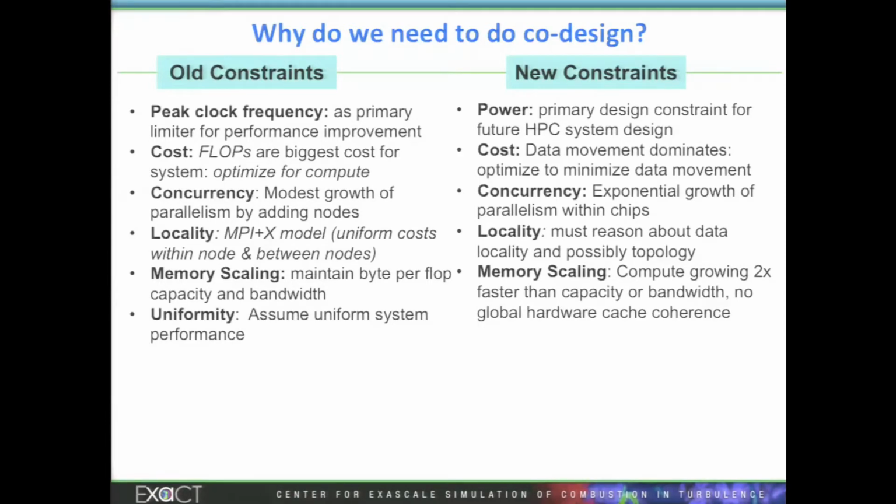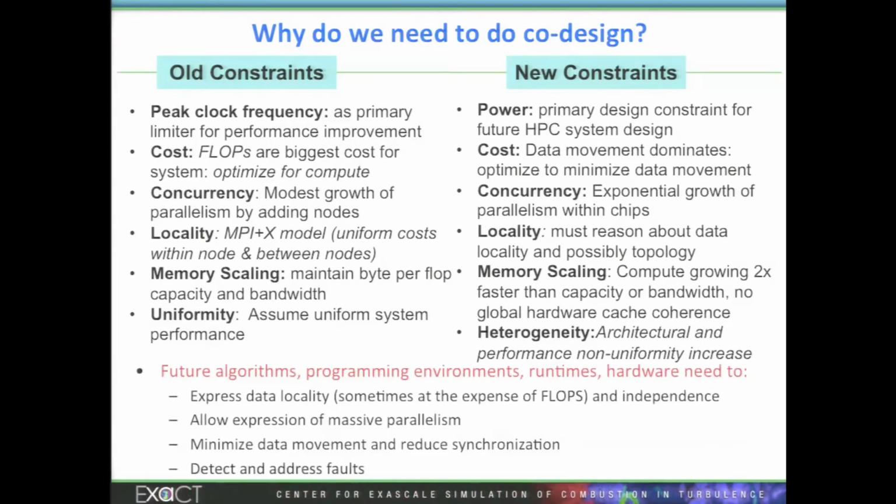The compute is growing 2 times faster than the capacity or bandwidth of memory. So memory per core is shrinking. And furthermore, there's less likely to be global hardware support for cache coherency. There's all kinds of heterogeneity, so uniformity is out the door, both in terms of the hardware and also in terms of performance. Non-uniformity on the system is going to increase enormously. So if you want to operate, for example, near voltage thresholds, there's going to be a lot of variability in processors' speeds across the entire machine. So you can't count on uniformity anywhere.